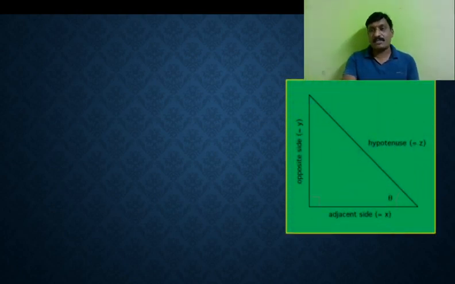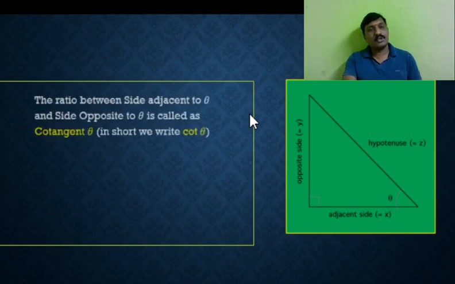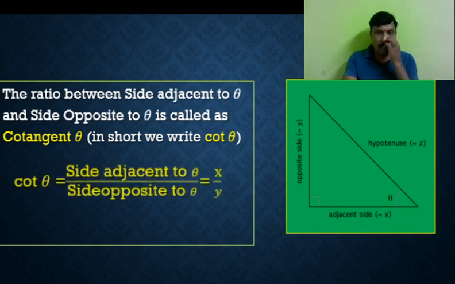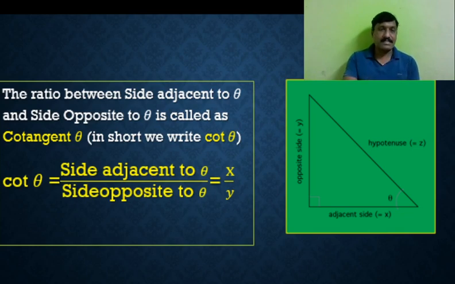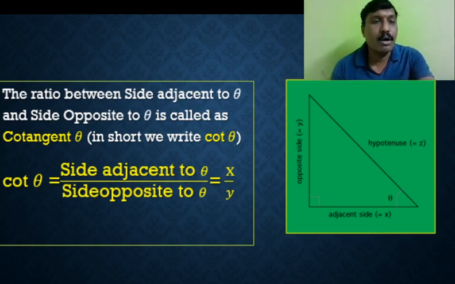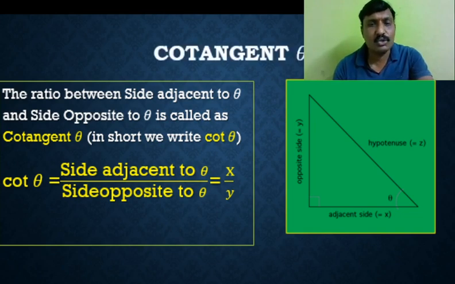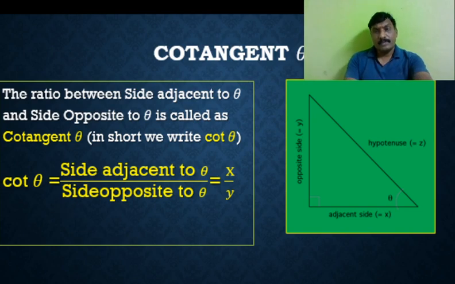What is the tangent? The side opposite to theta by the side adjacent to theta. Now I am going to take the side adjacent to theta by the side opposite to theta. The ratio between the side adjacent to theta and the side opposite to theta is called cotangent theta. Simply we call it cot theta. Mathematically, the side adjacent to theta by the side opposite to theta is called cot theta. With their lengths, the side adjacent to theta, x units, by y units, is called cot theta.